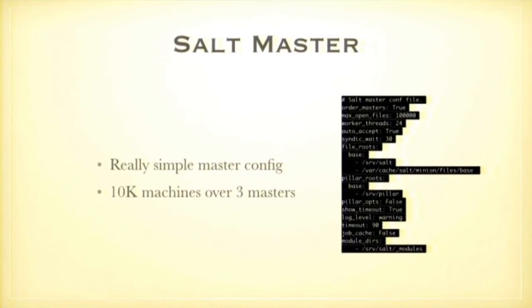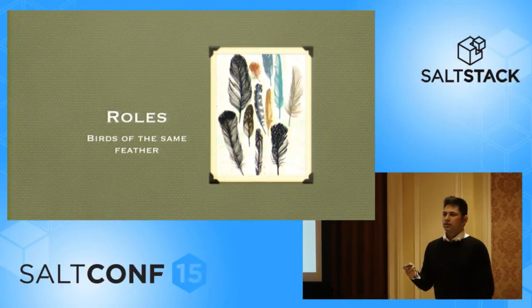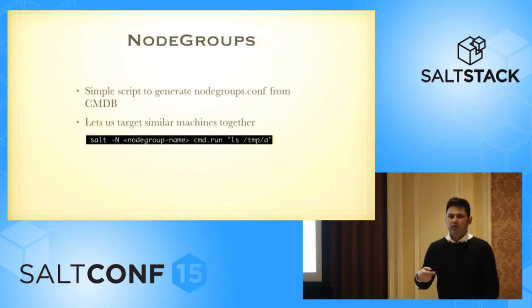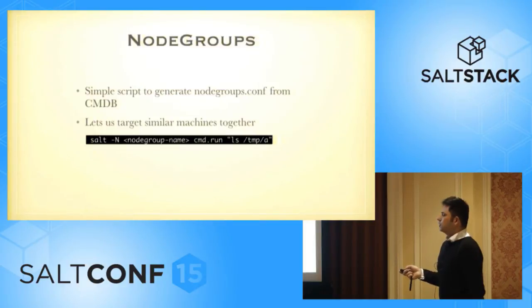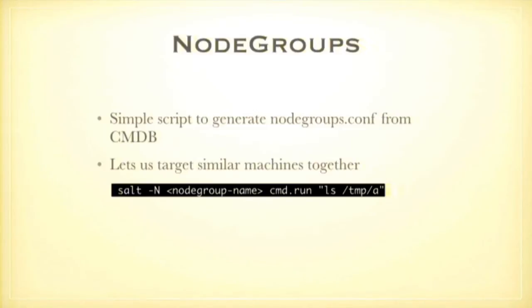The master config is really simple. I think the only different thing is to have some file roots that help me populate grains and some module directories. Other than that, it's just standard. Roles is essentially a hangover from the Puppet world, where you have a bunch of nodes that do similar things. They are more appropriately called node groups in Salt. I have a simple script that takes all the mapping between machines and their roles and dumps it into nodegroups.conf. This is a really simple format. If you read the documentation, it says node group name : members. If you generate this periodically, it gives you great flexibility.